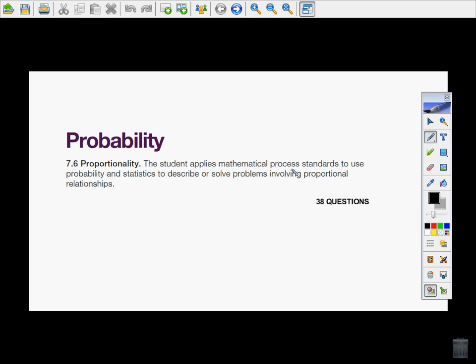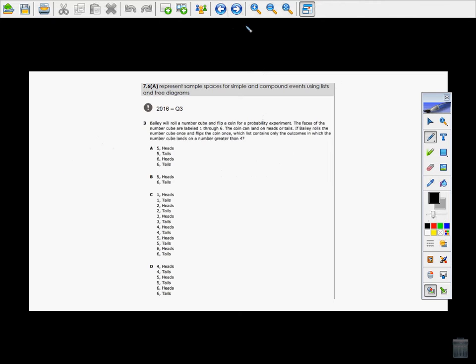This is the probability chapter. We are going to go over STAR questions related to probability, from the test years between 2013 and 2017. Let's start with question number 1.